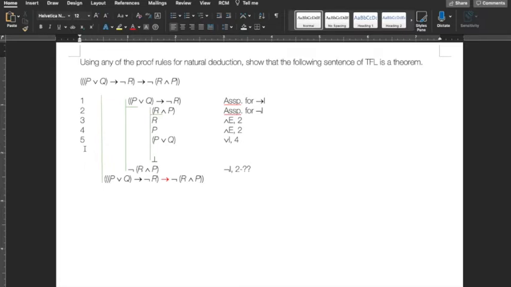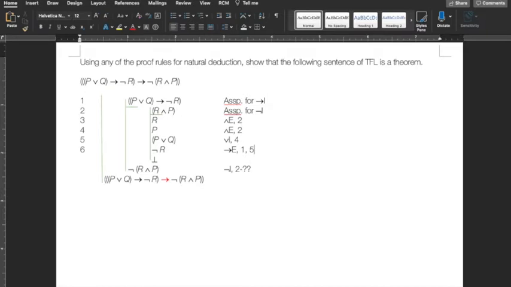And now we can apply conditional elimination to get not R on line 6. So line 5 has the antecedent of the conditional, and so we can write the consequent of the conditional on line 1, not R, down there on line 6. And since we have R on line 3 and not R on line 6, that allows us to infer the contradiction that we were hoping for all along. At this point, actually, our proof is complete.